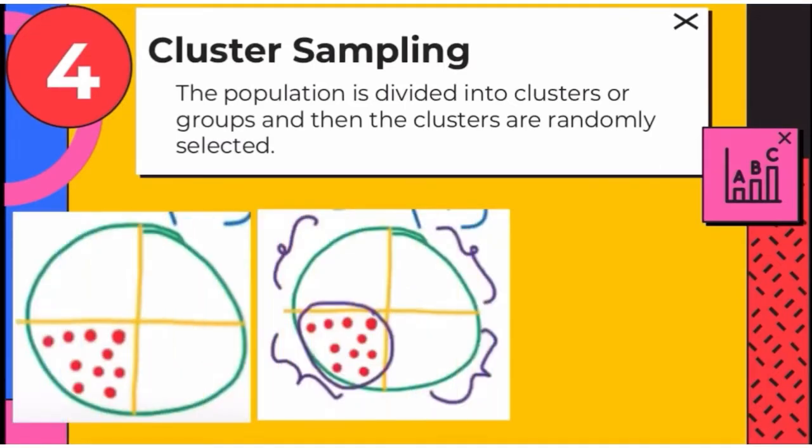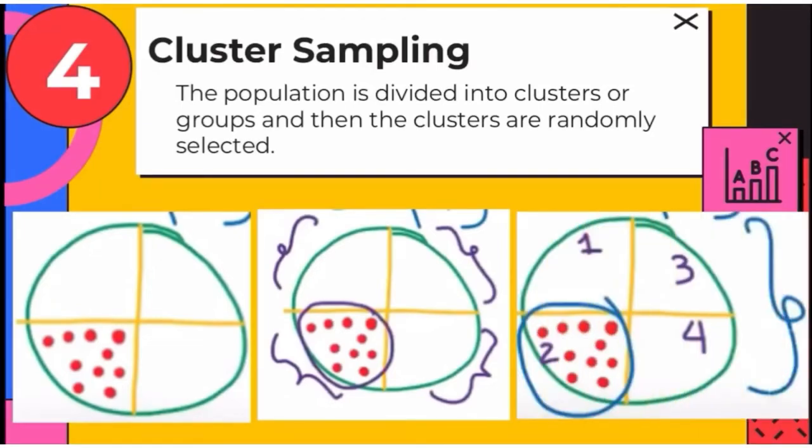Hinahati din natin yung ating population into groups. Meron tayong 4 na nandito, but kung napapansin natin, doon lang tayo sa isang group kumuha ng respondents. Pwede itong gamitin kapag malaki ang population. For example, sa city. Meron District 1, 2, 3, 4.